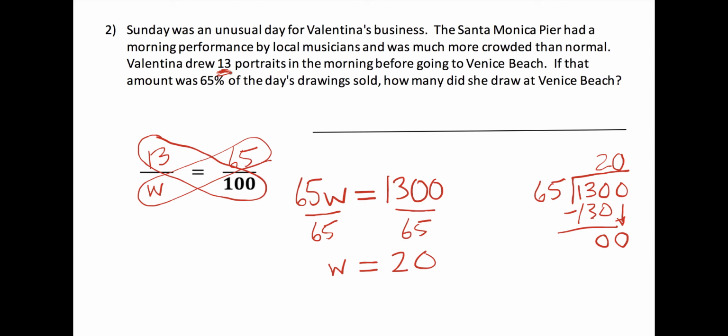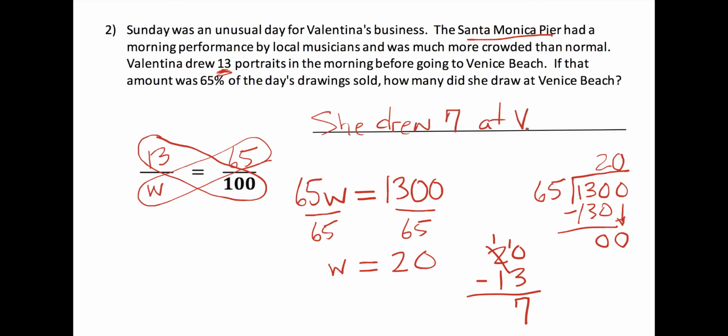Well, we know that she drew 13 in the morning at Santa Monica Pier. So if we know that, then we can say the total is 20, and if we subtract the number that she drew at Santa Monica Pier, cross that out, bring this over, it gives us 7. Okay, how many did she draw? And we can write she drew 7 at Venice Beach. Okay, so the answer is 7.